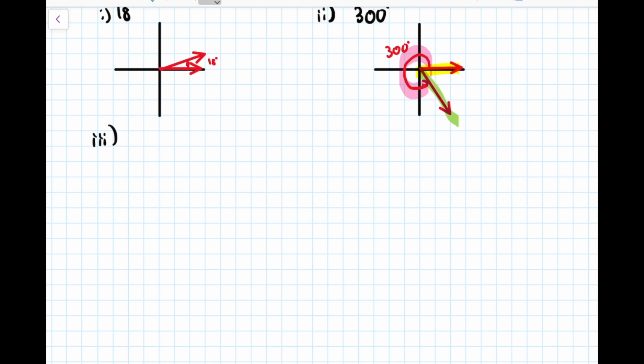All right, so I'm going to give you 2 of these to try on yourself. You're going to do 135 degrees, and you're going to do 250 degrees. So try drawing those, and then come back once you're done.